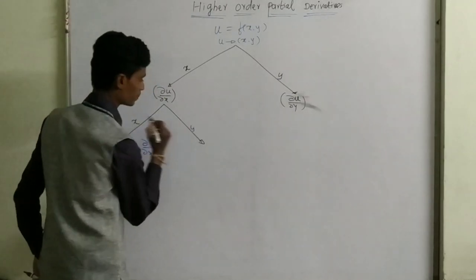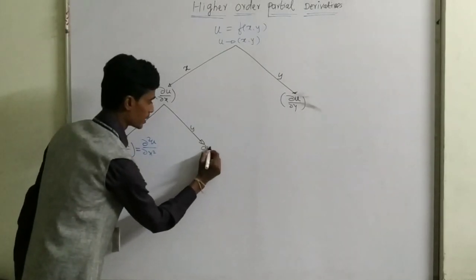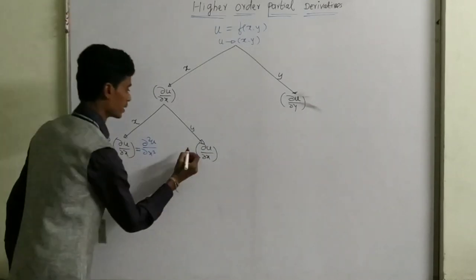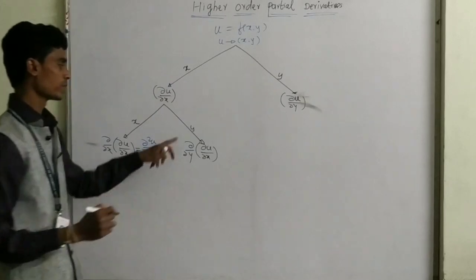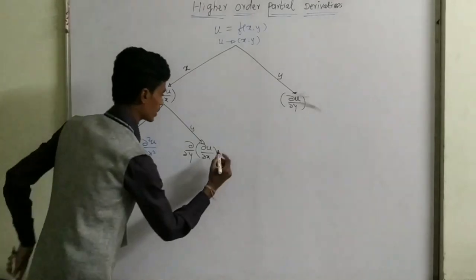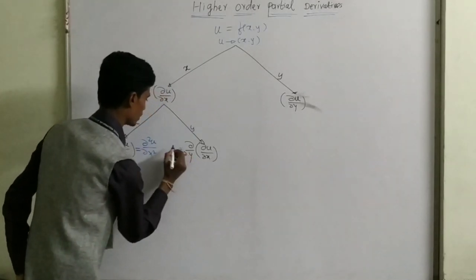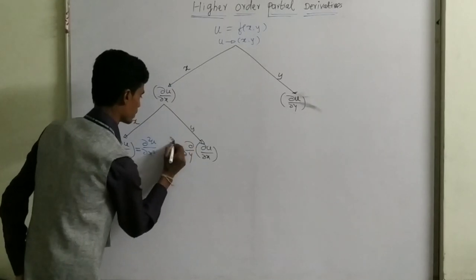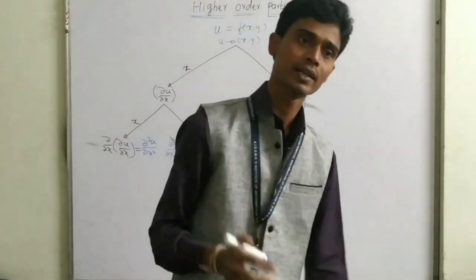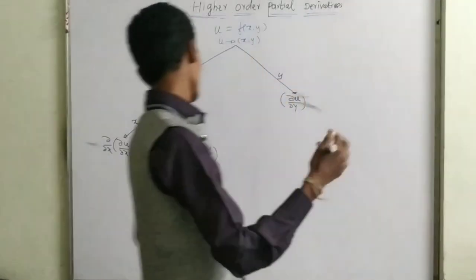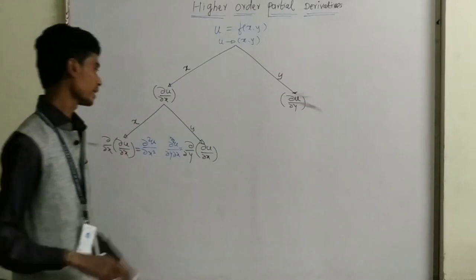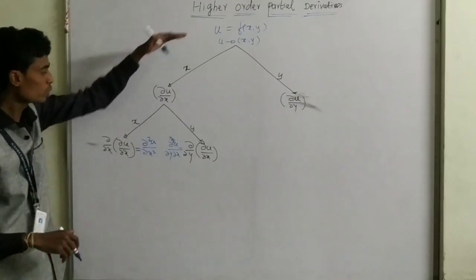Similarly with respect to y, again we differentiate ∂u/∂x partially with respect to y. So it is ∂/∂y of ∂u/∂x. This we write as ∂²u/∂y∂x. Clear? So this is the second order partial derivative, because we differentiate u twice here.